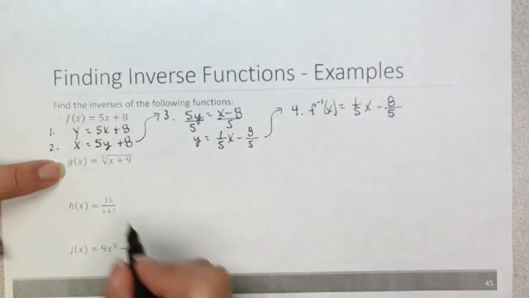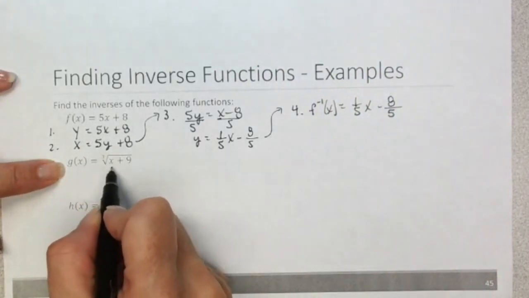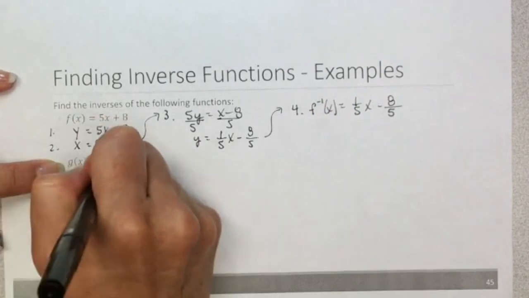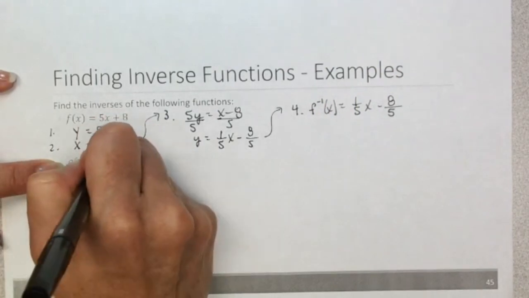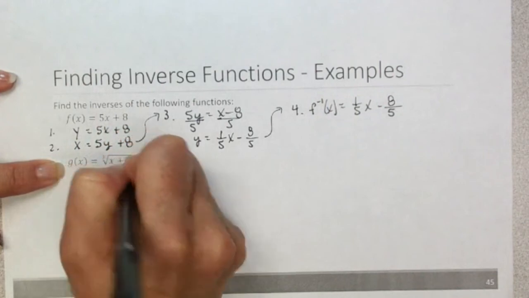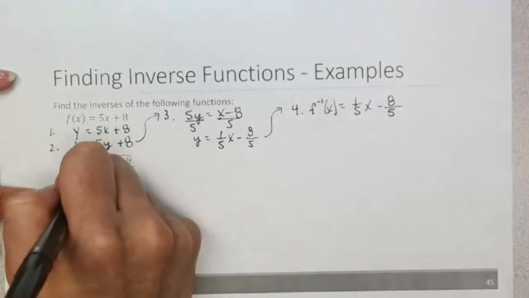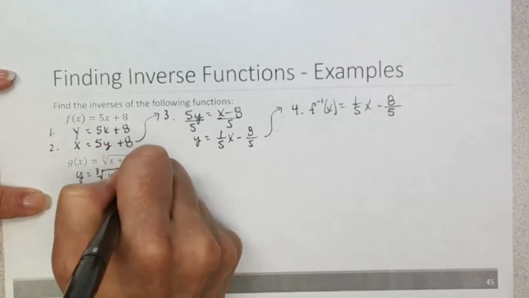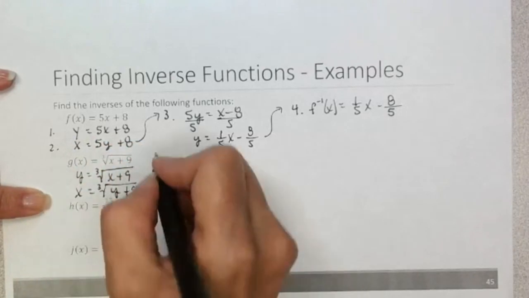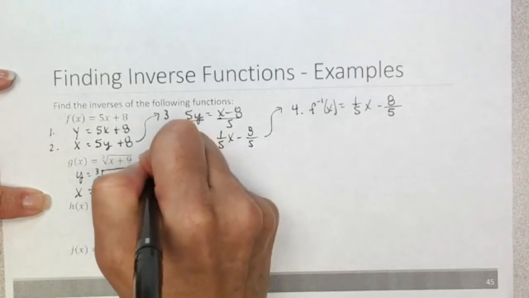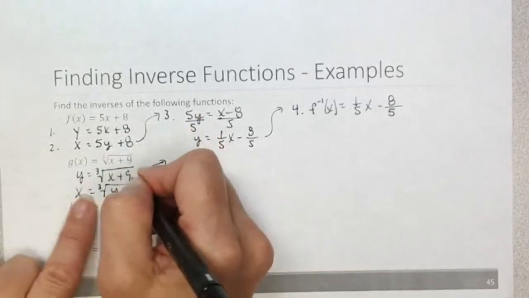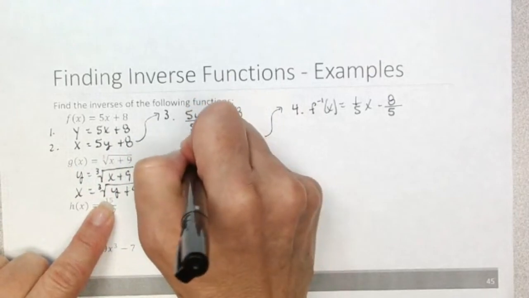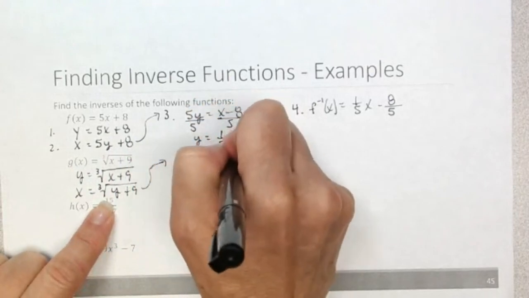Look at this next one. g of x is the cubed root of x plus 9. Let's write it as an equation first. So y equals the cubed root of x plus 9. Now let's switch the x's and y's. x equals the cubed root of y plus 9. Now to solve for y, it's under a cube root, so we're going to need to cube both sides. So we'll say x cubed is going to equal y plus 9.